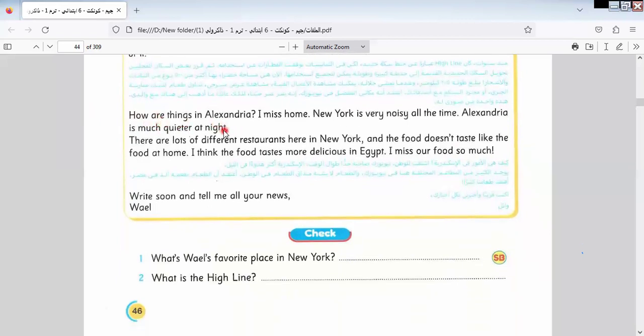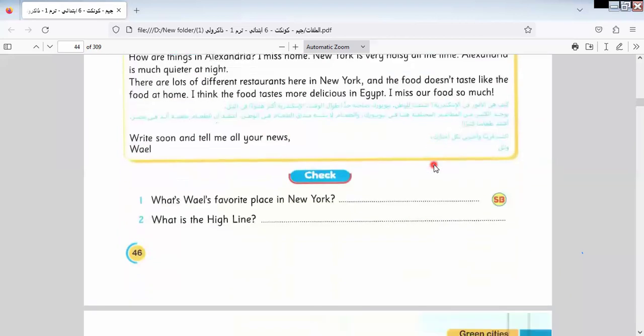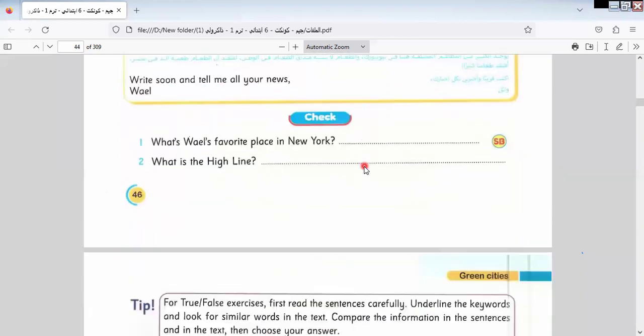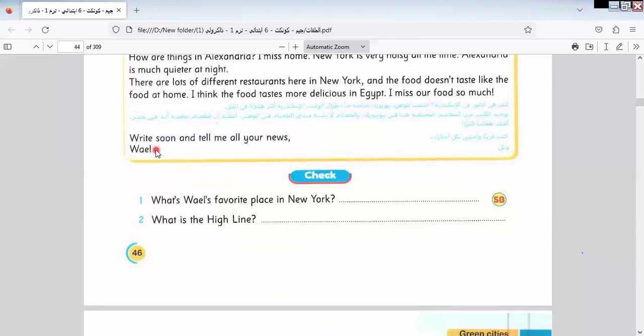How are things in Alexandria? I miss home. New York is very noisy all the time. Alexandria is much quieter at night. There are lots of different restaurants here in New York, and the food doesn't taste like food at home. I think food tastes more delicious in Egypt. I miss our food so much. Write soon and tell me all your news.